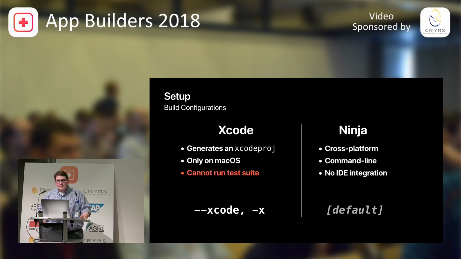And importantly, CMake does not know how to tell Xcode to run these tests. You still have to use the command line if you're going to do that. This is really important. With the Ninja configuration, you can just run the tests from BuildScript, but there's no IDE integration, which may be a deal breaker for a lot of people in this room, myself included. The Ninja configuration is the default configuration, so you don't need to pass a flag to choose Ninja.